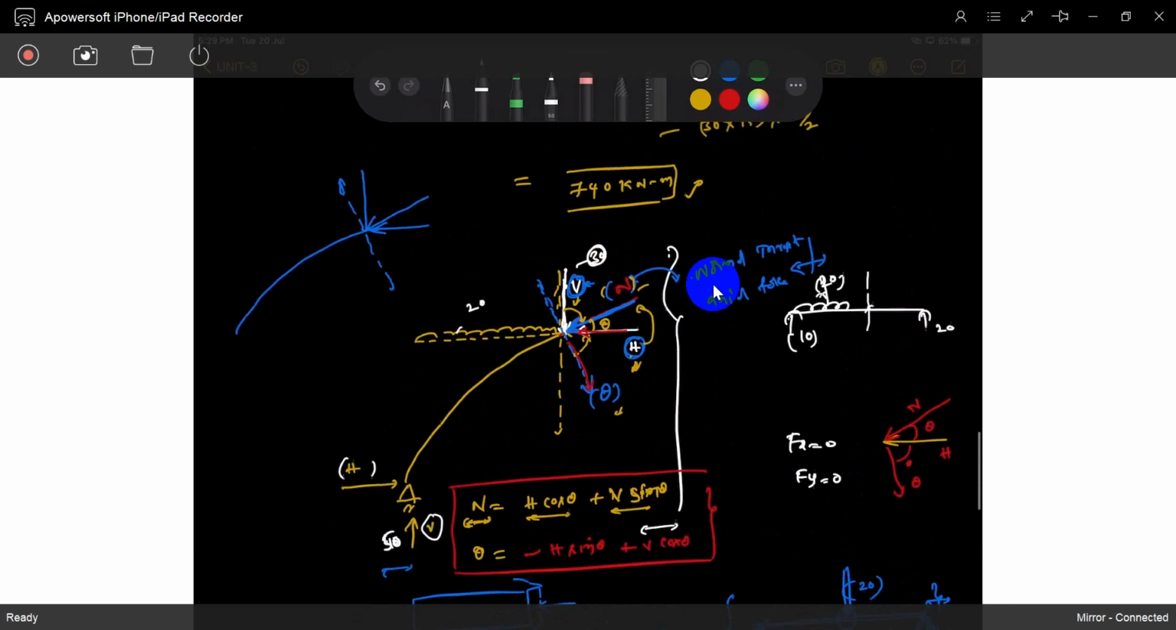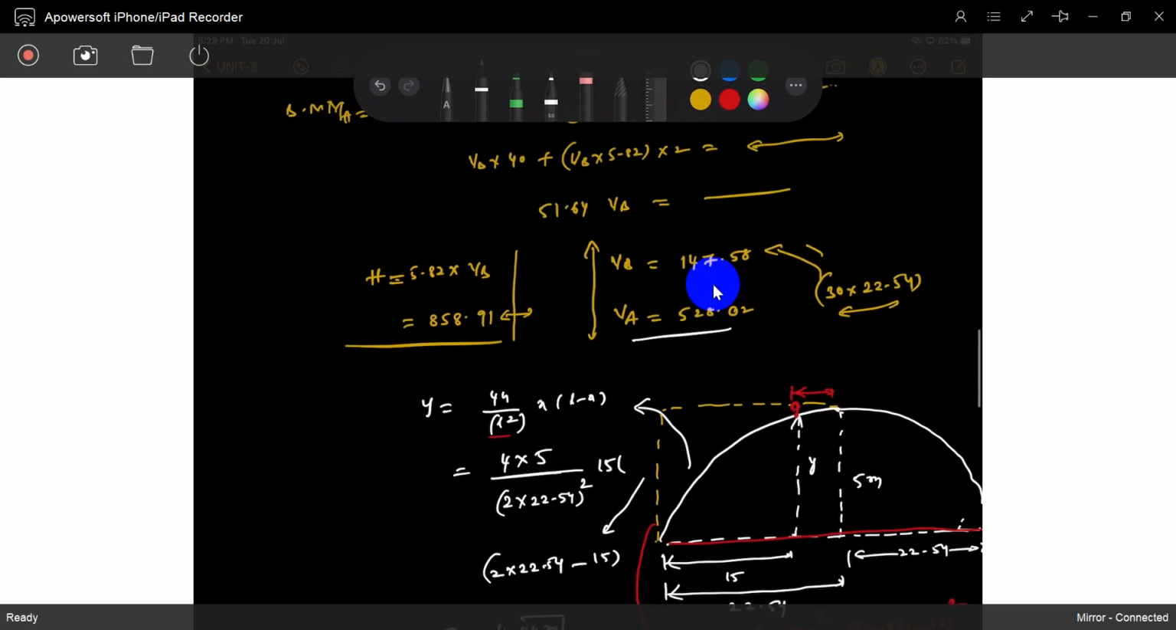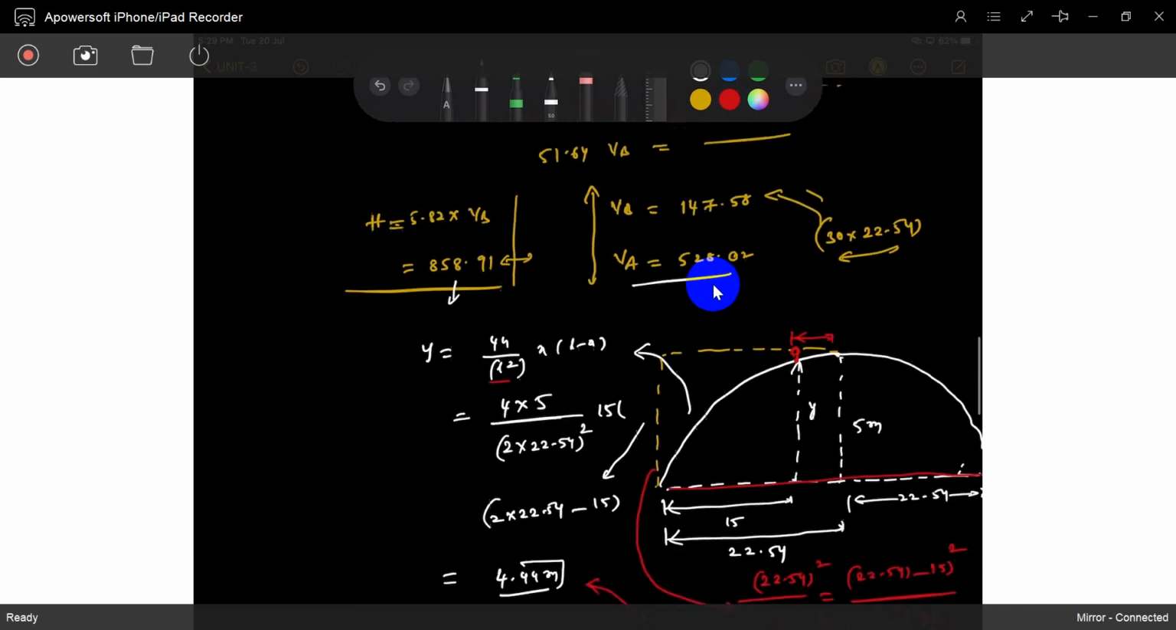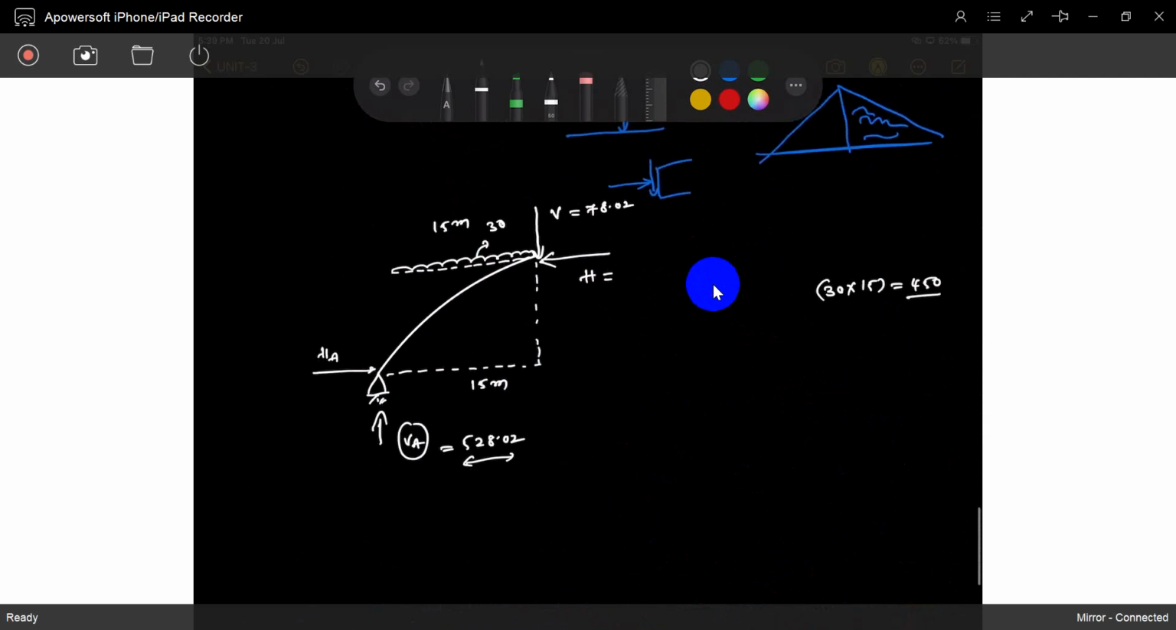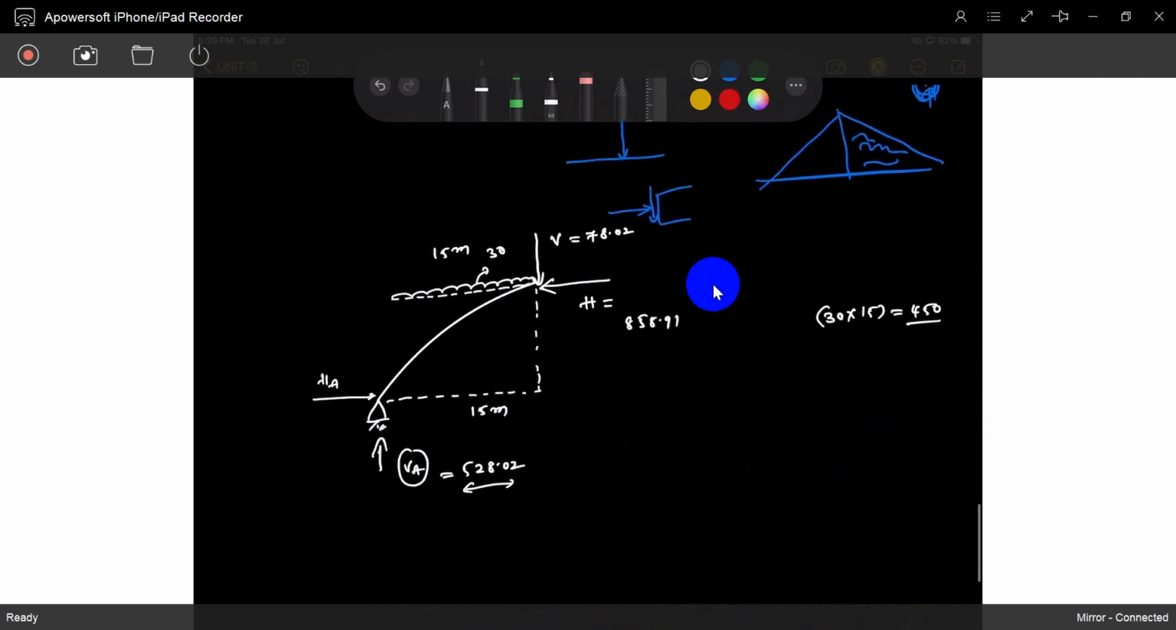What is HA? H is 858.91. So now it is exactly the equilibrium condition. If you see, it is Fx equal to 0, Fy equal to 0. That is the equilibrium equation, exactly the static equilibrium condition. At exactly 15 meters, we will cut the section.